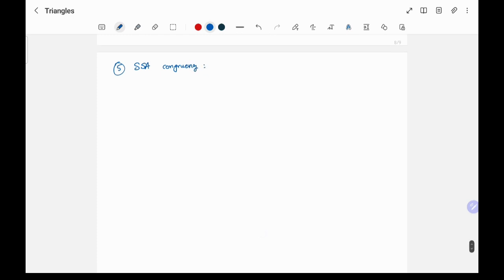So in SSA, what do we have? We had SAS. In SSA, the angle is not included. So two sides and an angle opposite to any one side are equal.